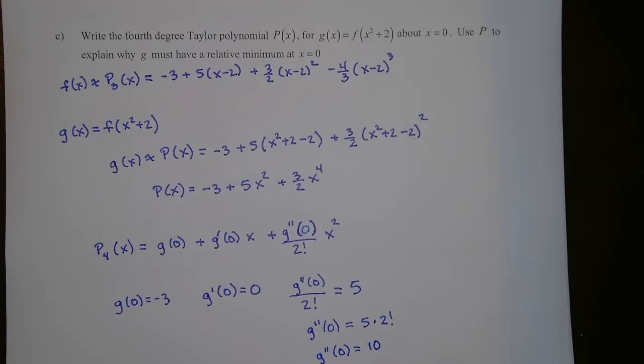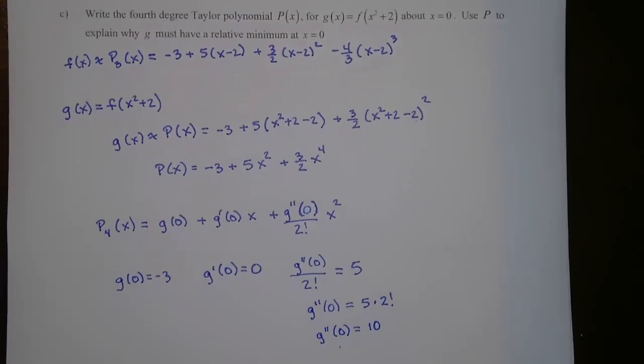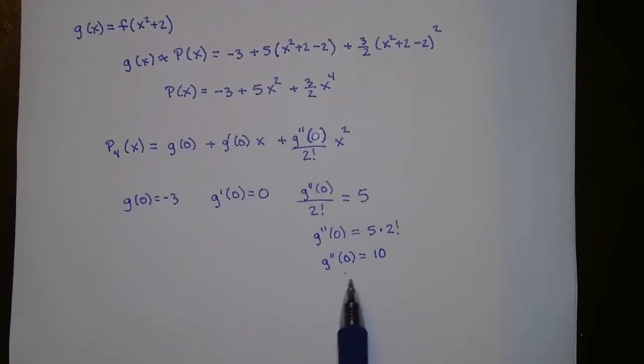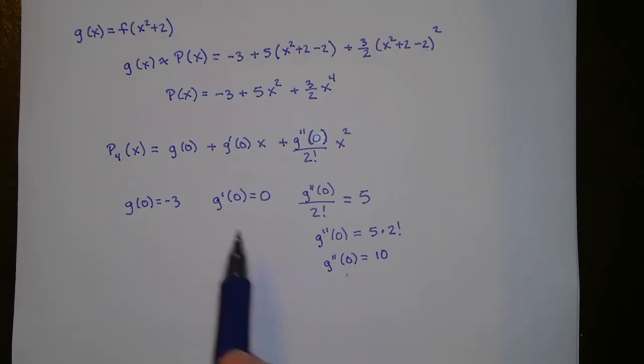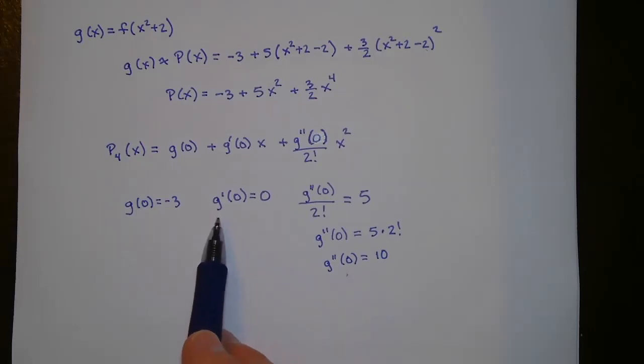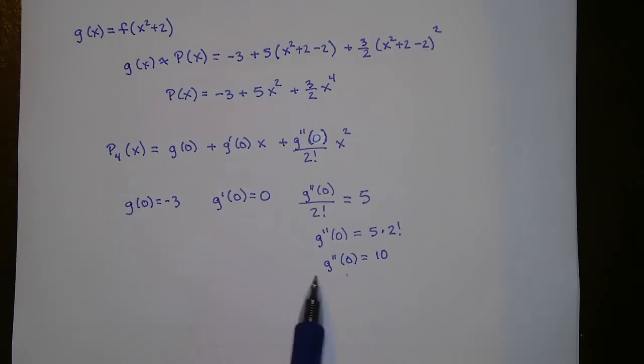That's telling us the second derivative at 0 is 10. So that's telling us that g is concave up. If g is concave up and you also have a horizontal tangent at x equals 0, then that must mean that there's a relative minimum at x equals 0.